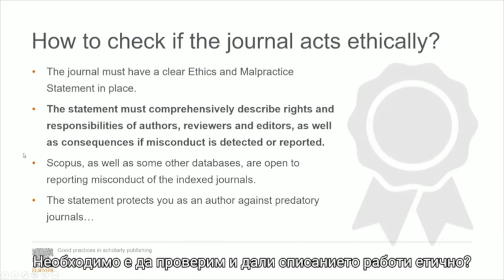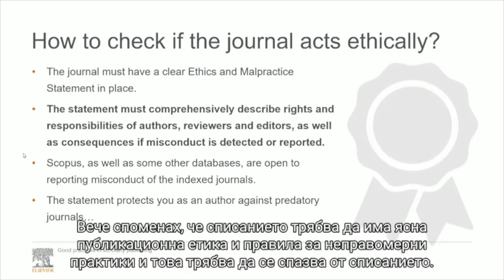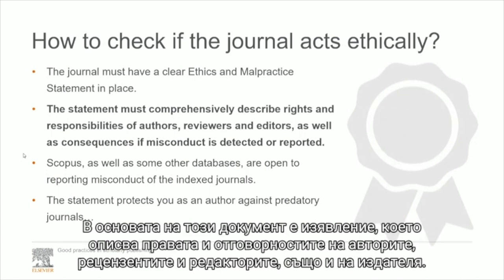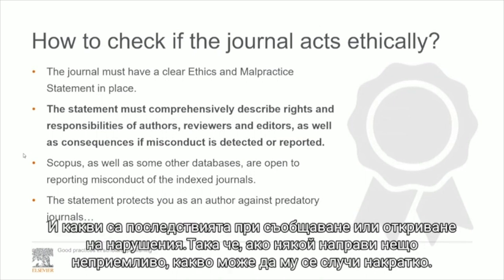And then how to check if the journal acts ethically. So I mentioned this already, that the journal should have a clear publishing ethics malpractice statement in place, and this should be respected by the journal. It is a statement that describes rights and responsibilities of authors, reviewers, and editors, usually also the publisher, and consequences if misconduct is reported or detected.